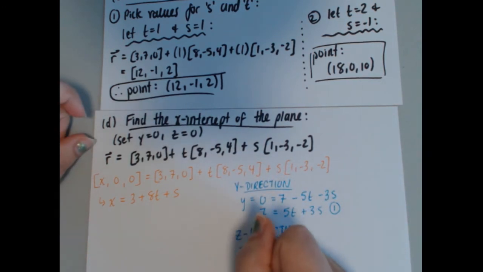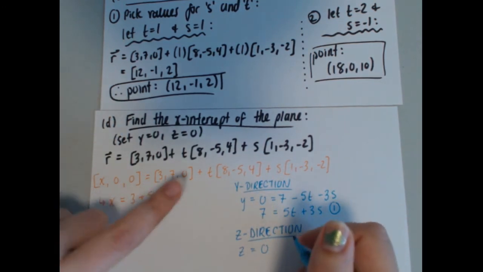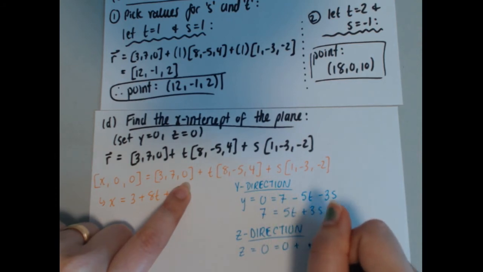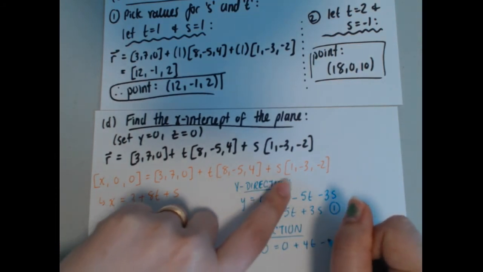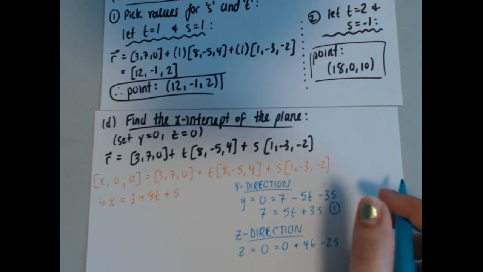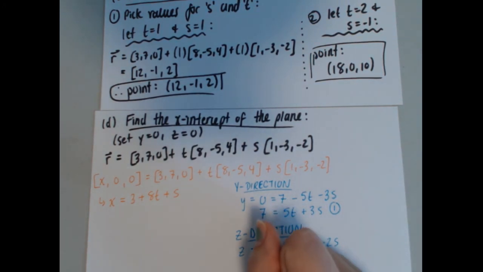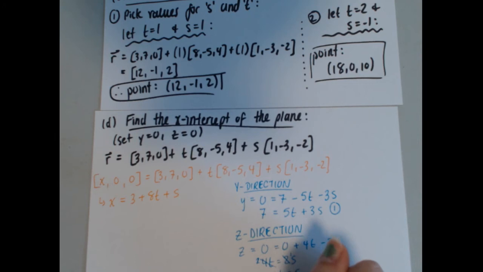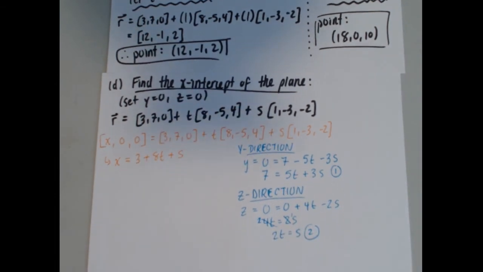Again, for the z direction I'm going to have z is equal to 0, so 0 is equal to 0 plus 4t minus 2s. Then that means I have 4t is equal to 2s. Cancel out 2 from both sides, and you get 2t is equal to s. That's going to help us out here. I'm going to call that equation 2. If s is equal to 2t, I'm going to plug that into equation 1 and see if I can simplify that a bit more. So 2 into 1.